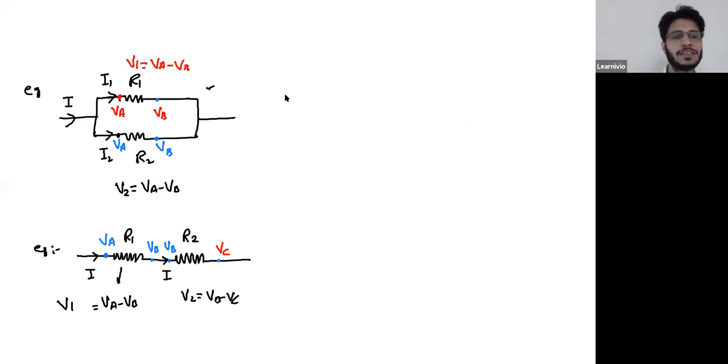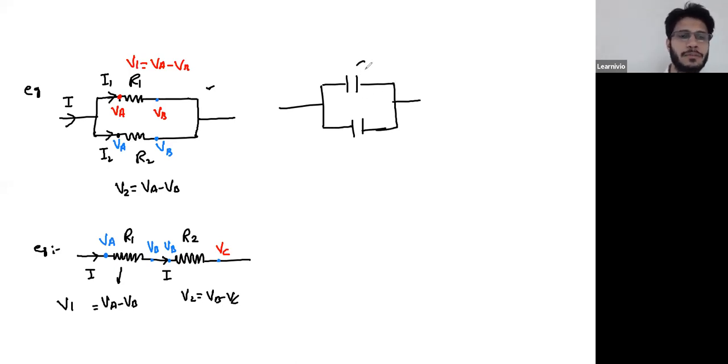Just like resistors, you can even have capacitors. If you have two capacitors in this way, then again charge will divide, but voltage will remain the same. From now onwards, I expect that just by looking at the geometry of the system, you can decide whether charge will divide or not. In this particular case, charge will divide. These two will have different charges, but the voltage will remain the same.